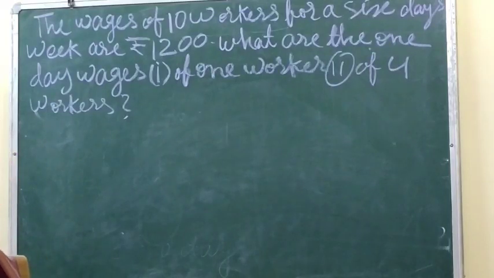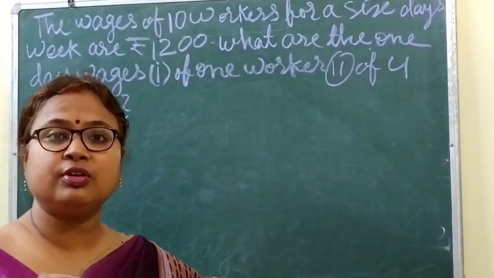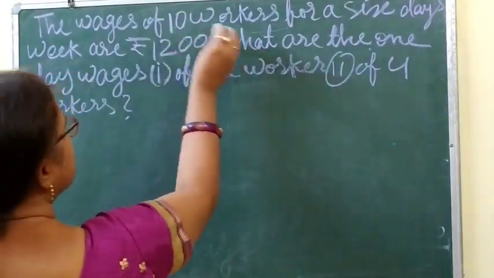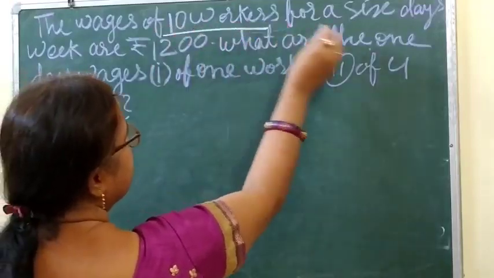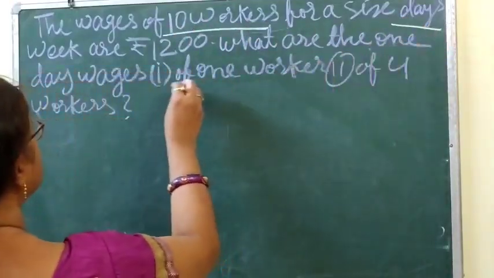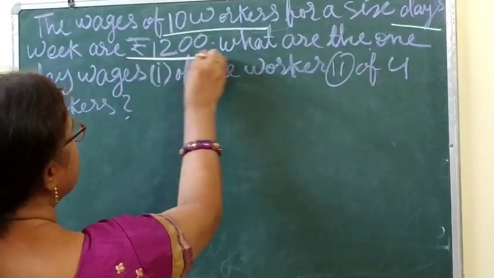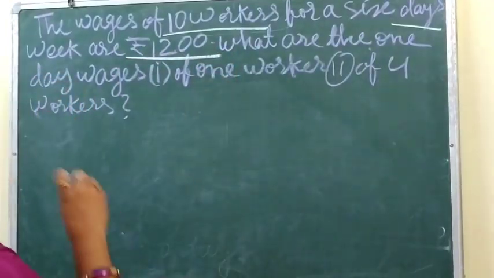Number 1, of 1 worker, and then second one you have to find out of 4 workers. So here you have to find the relation between 3 values. Clear? First value is workers, second one is days, and the third one is wages. Clear? So how will we solve it?